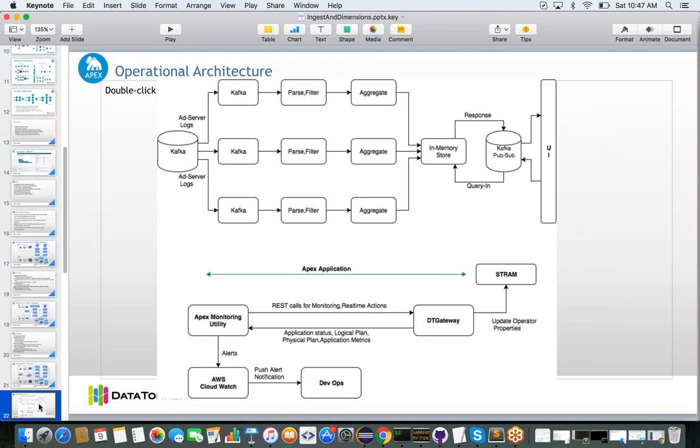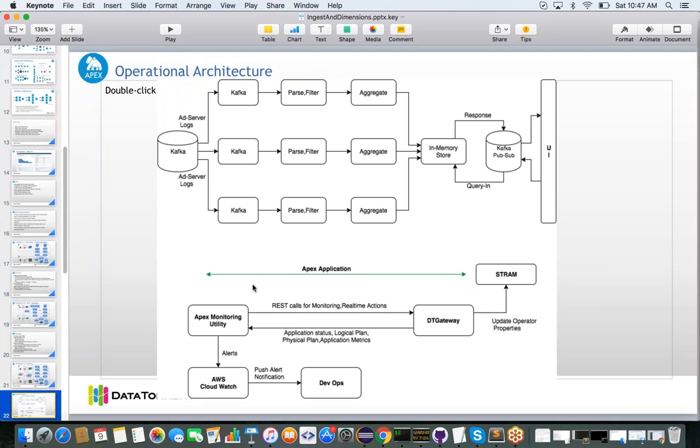Okay, I'm going to move on. This is how the operational architecture actually looked. So up top, you have the Apex application reading data from Kafka, parsing, filtering, aggregating, and writing to an in-memory store. Then you have a Kafka-based pub/sub to read and to basically exchange queries with the in-memory data store. And from the UI, you can visualize that.